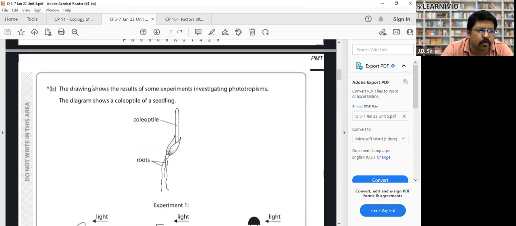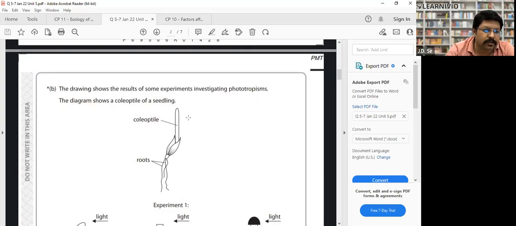Yeah. This is the coleoptile experiment which was done by Darwin, right? And this experiment tries to prove that auxin is responsible for phototropic movement, right? Remember the phytohormone auxin? Because of the hormone, the plant moves in the direction of the light.